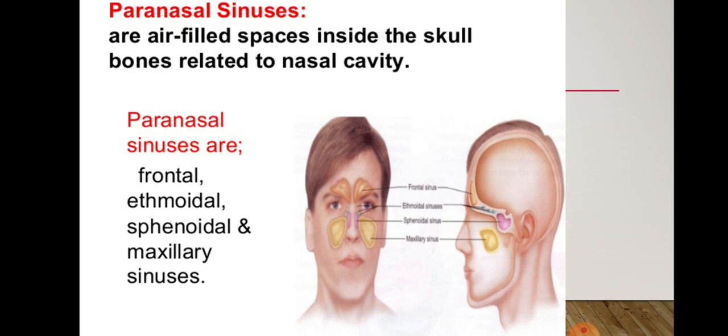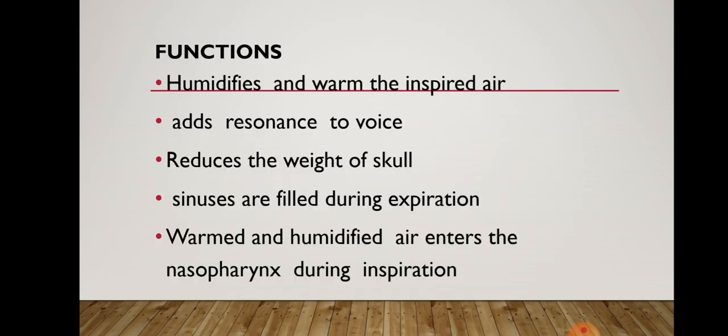These sinuses are named in relation to the situation, that is, where they are situated and in which bone. So we'll see them one by one: where each paranasal sinus is situated, what the boundaries are, and then the supply. Before going to that, we will see what the function of these paranasal air sinuses is.